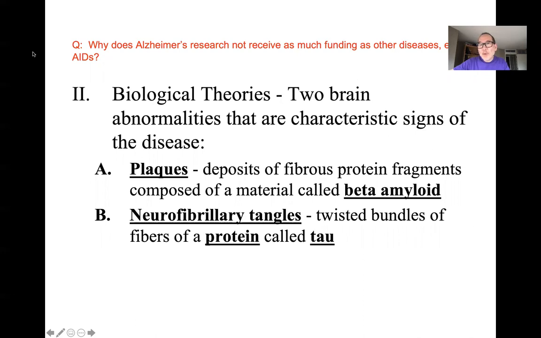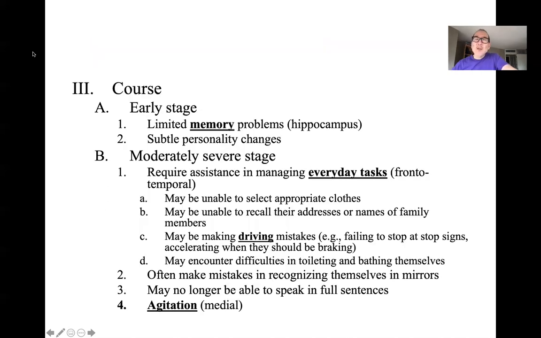As well as other fibrillary tangles, twisted bundles of fibers of a protein called tau. The damage done to the brain is really apparent. When you compare an Alzheimer's brain to a normal brain, it's abundantly clear the damage that's done by the plaques and the neurofibrillary tangles. The course, as mentioned before, tends to go along about a 10-year time frame, sometimes stretching out to about 15, with the end of the progression resulting in death. In early stages, you have some limited attentional and memory problems.